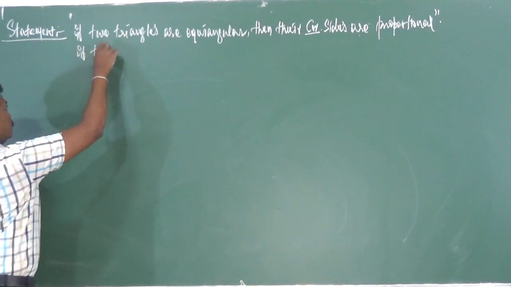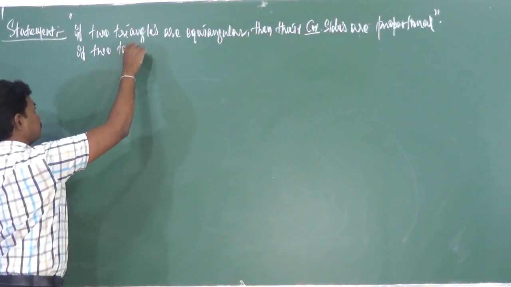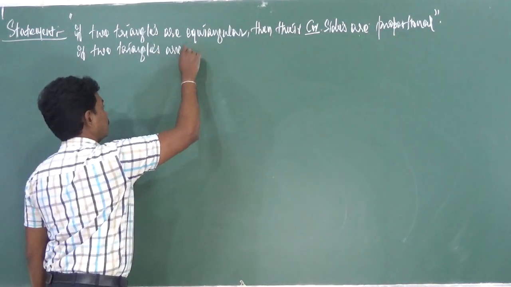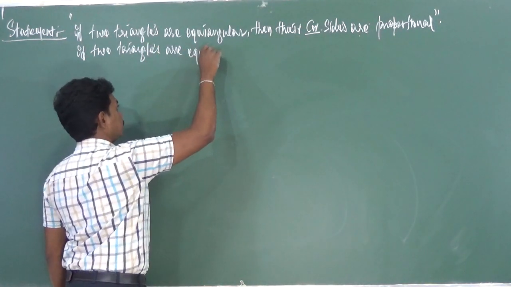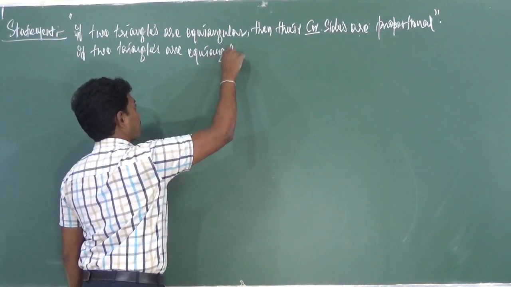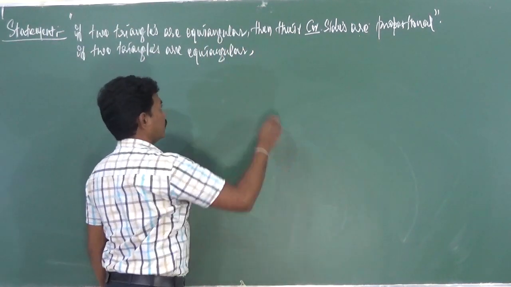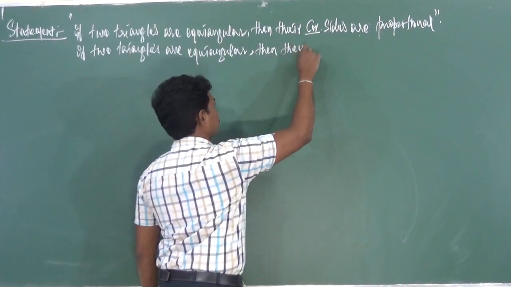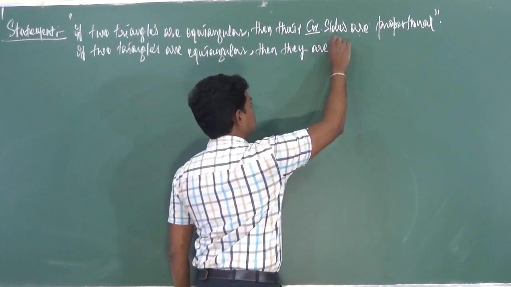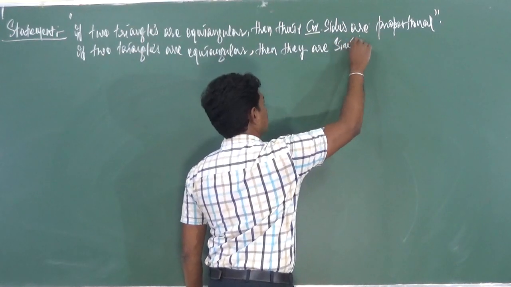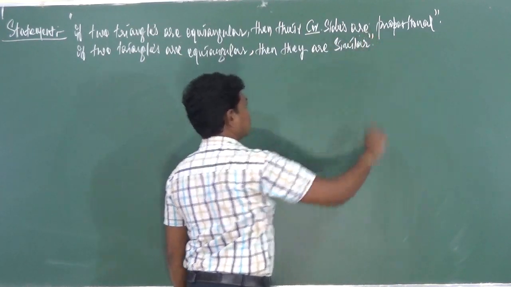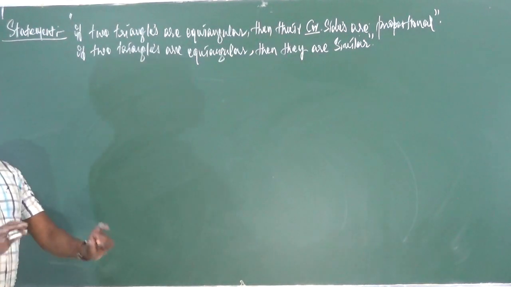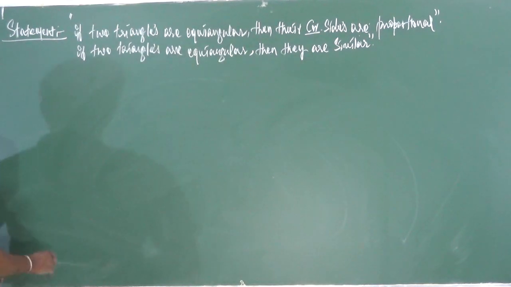If two triangles are equiangular, then they are similar. Right. Both are correct. Both are one and the same. Right. So this is the statement.